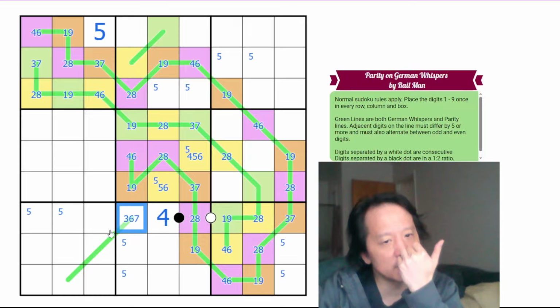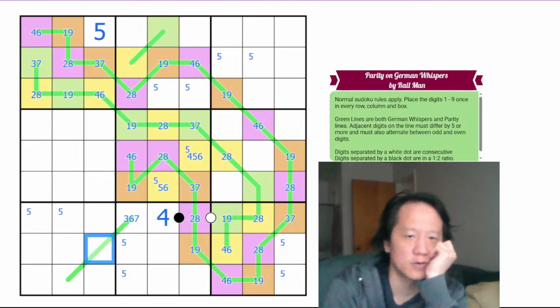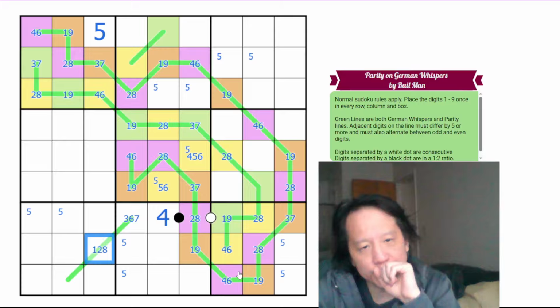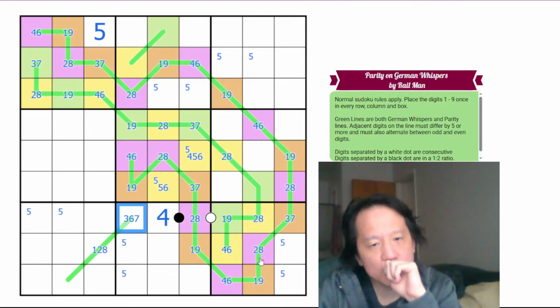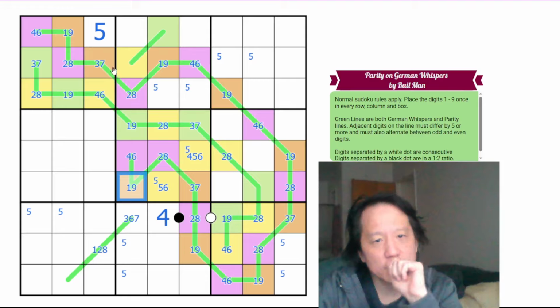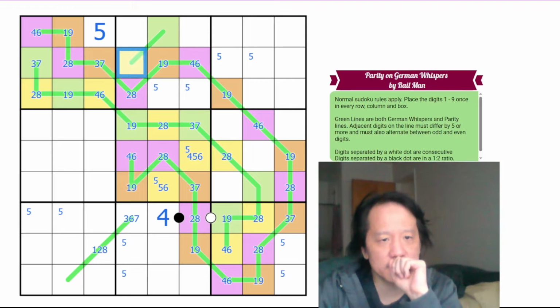If it's 6, obviously this has to be 1 here. If it's 3 or 7, it has to be with 2 or 8 here. And it cannot be 1-9 because we have a 1-9 pair in the column. Cannot be 2-8 because of the 2-8 pair in the row. So this is 2, 4, 6, 8 here.